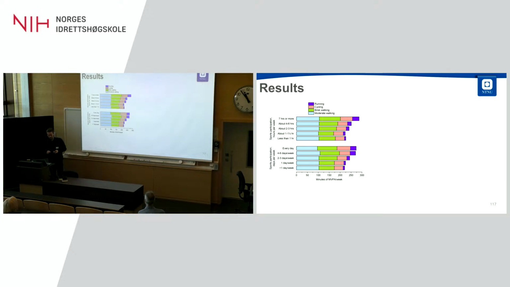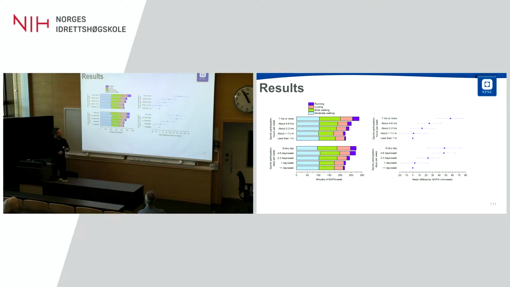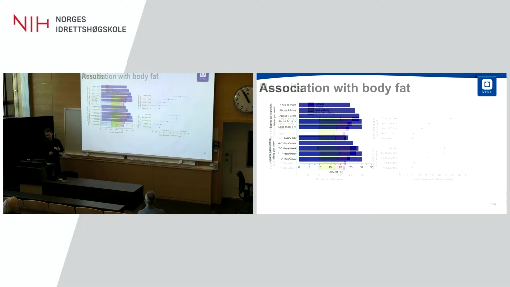And the results were that we saw a positive association between sport and exercise during adolescence and MVPA during adulthood. You see there's quite a dose response here, a clear trend. The same with body fat, a positive association between sport and exercise participation in adolescence and body composition. And we also looked at whether this is dependent on MVPA, and we found out to some extent it is.